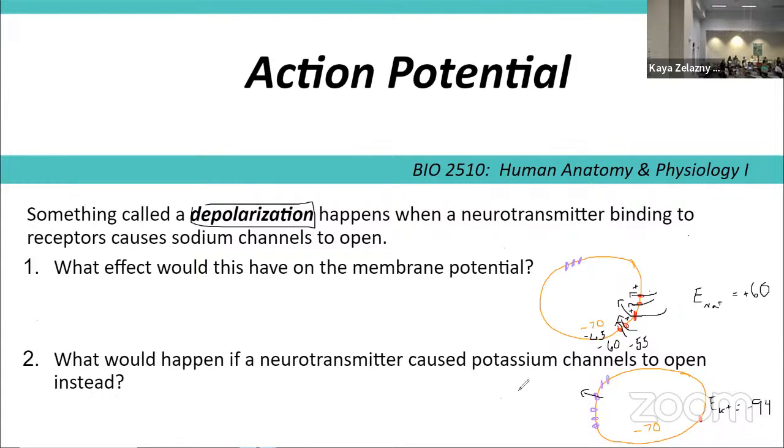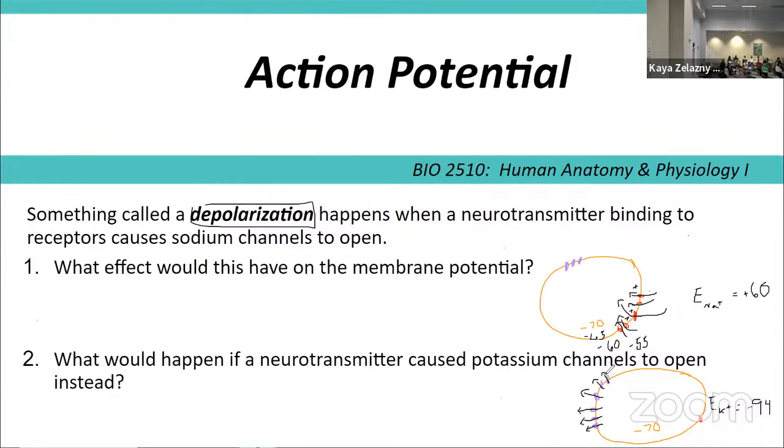So when we open a potassium channel, we're going to allow some more potassium to leave. The force on this is relatively weak compared to the sodium, because we don't have that much of a difference between our potassium equilibrium potential and our resting membrane potential compared to that huge difference for sodium. But we do still have a little more potassium leaking out.